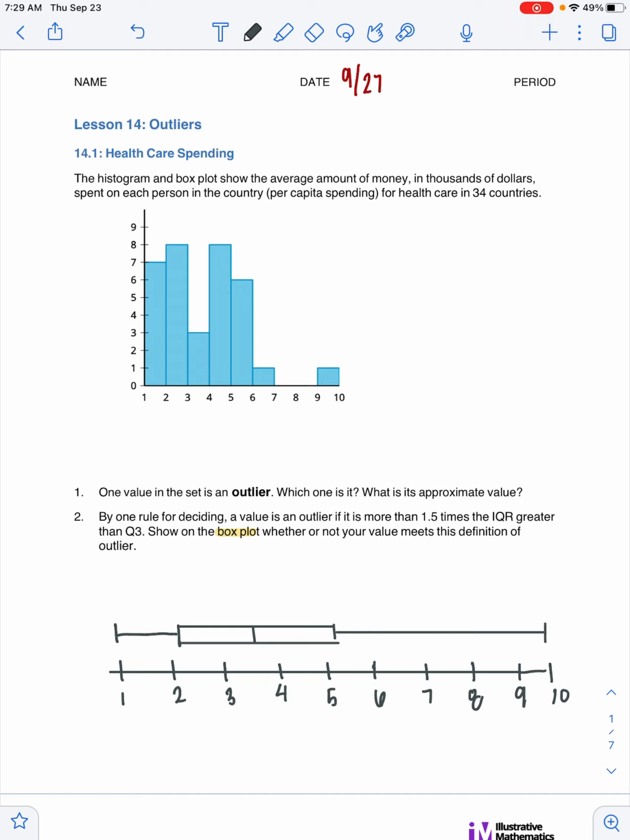So there's your box plot. Make sure you've paused the video and you're trying 14.1. Okay, so if you're watching now, you should have at least read through and thought through 14.1 on your own.